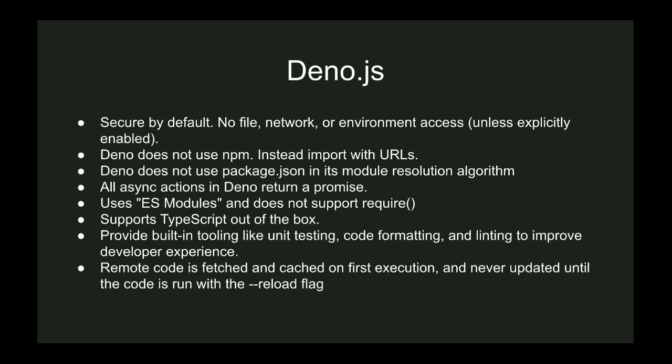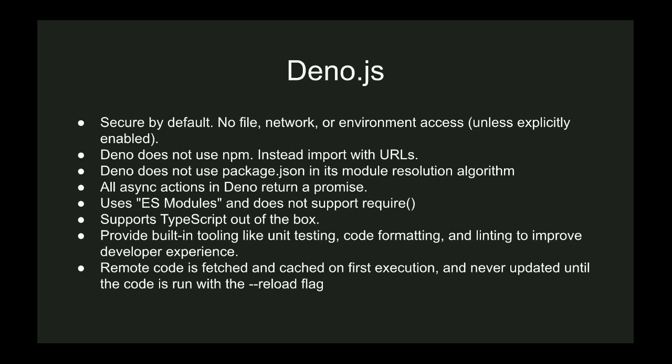Why is it different from Node.js, or how is it different from Node.js? Number one is it's secure by default. So no network, no file or environment access is given until you explicitly mention that. If you explicitly say that this particular application requires these things, then it will get access. Otherwise, it won't be able to access those things.